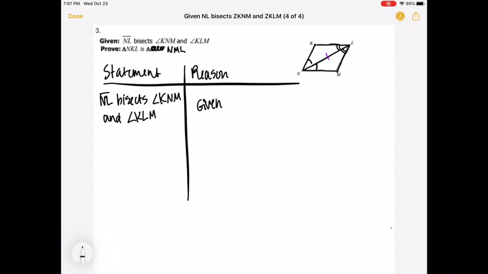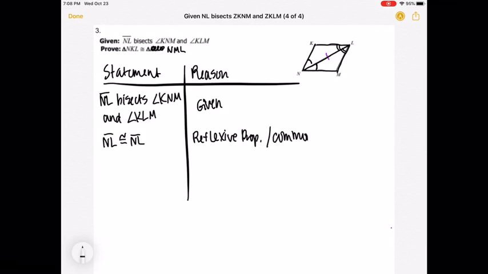All right, so coming back to that common side. So NL is right here. It's a common side because it's shared between both of the triangles, all right? So I know, well, it's the same segment, so it has to be congruent to itself. And when something's congruent to itself, that is the reflexive property, or common side.